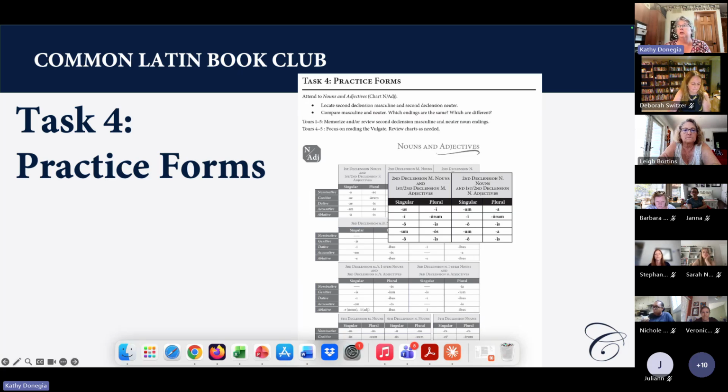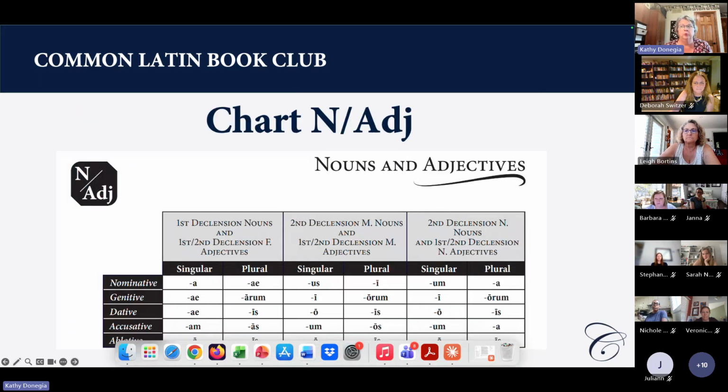So as we're attending, we're going to locate the portion of the chart that we need, and then you just practice it and memorize it. So I think we're going to walk through that. We're going to walk through this with Deb and Babs. And Deb, I think you can walk us through how you would lead a student through attending to this chart.